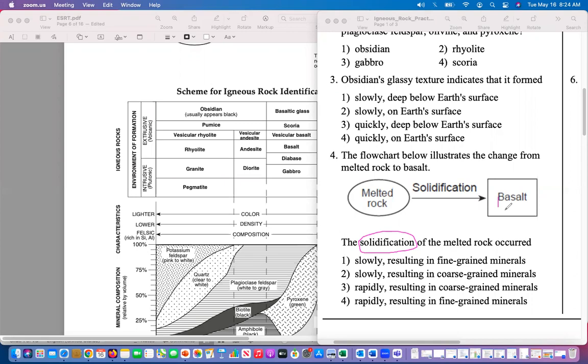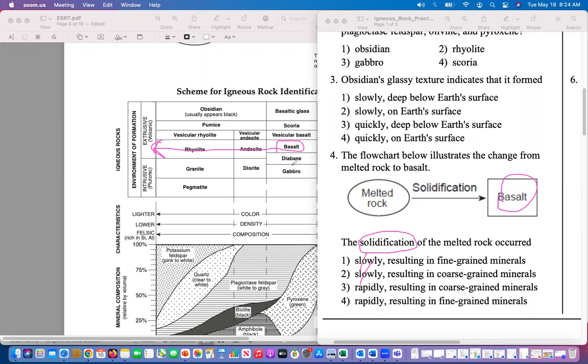So when I look at the rock, basalt, right? Basalt is categorized as what type of rock once again? I take a look and it is an extrusive rock, right? Volcanic extrusive rock. That means that because it was created on the surface, that means that it cools rapidly, quickly. So I know that it can't be choice one or choice two.